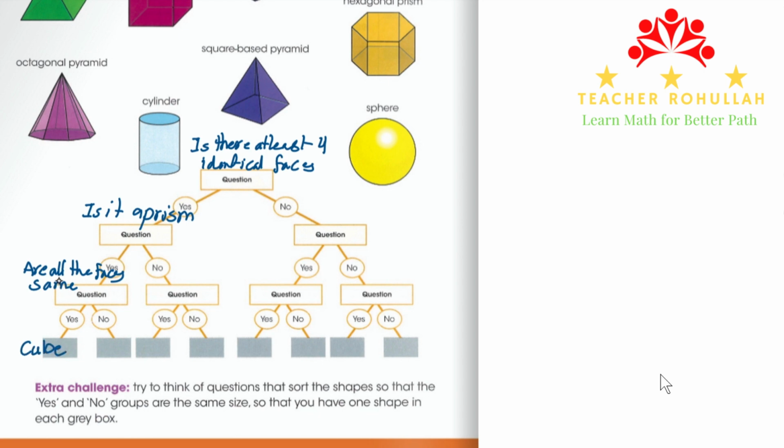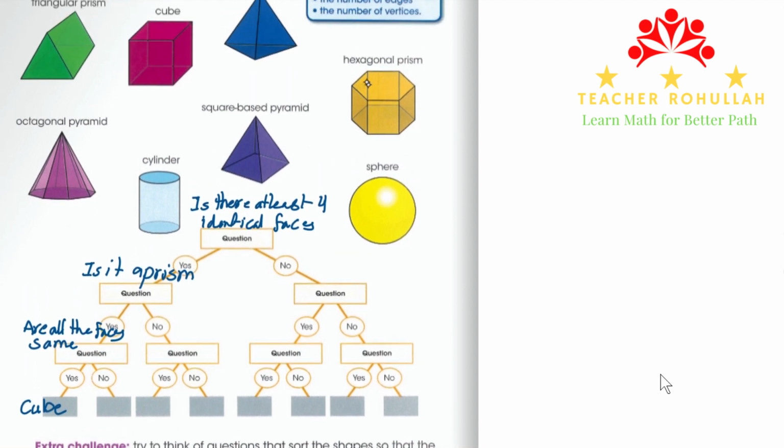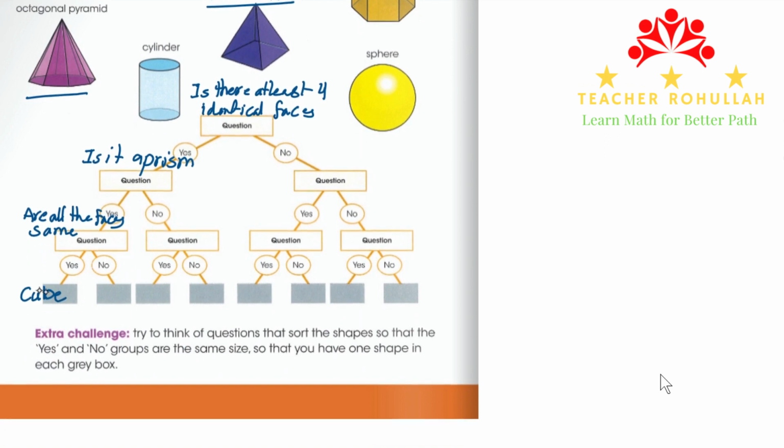It is the cube. If all the faces are not the same, but it is a prism, this is the hexagonal prism. In the question that asks, is there at least 4 identical faces? 4 identical faces means, are there at least 4 faces that are the same? Yes, there are. One of them is the hexagonal prism, the other one is the cube, the third one is the octagonal prism, which has more than 4 identical faces, and the fourth one is the square-based pyramid. So one of the answers that we have is the cube, because all the faces are the same.